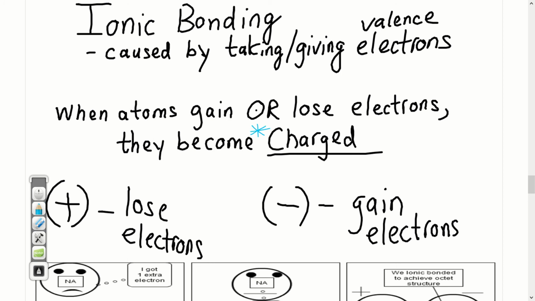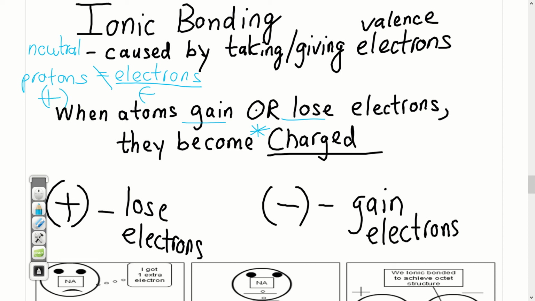And so with that, when they become charged, it's because they have an imbalance of protons and electrons. Remember earlier on, when we talked about protons and electrons, we said all atoms are neutral because the protons equal the electrons. Now we're going to gain or lose 1 or 2 electrons, or maybe 3. If I gain or lose electrons, these are no longer equal, and I have either more positive or more negative particles, and I become charged.